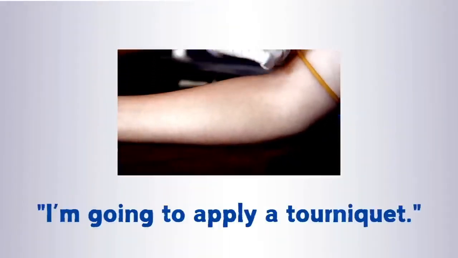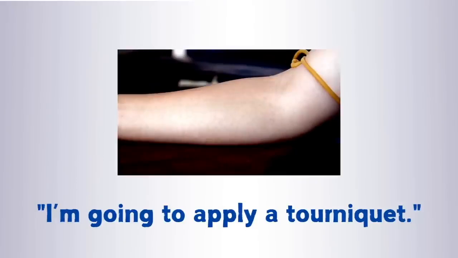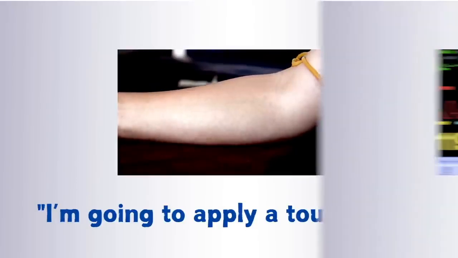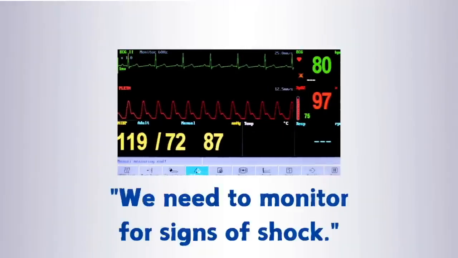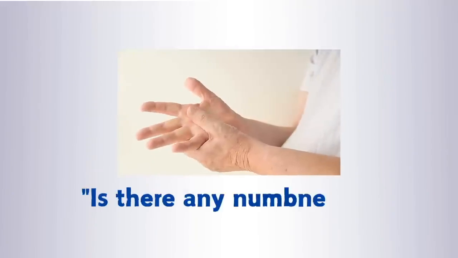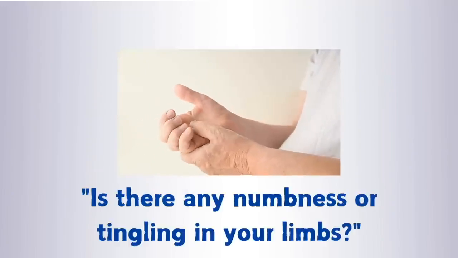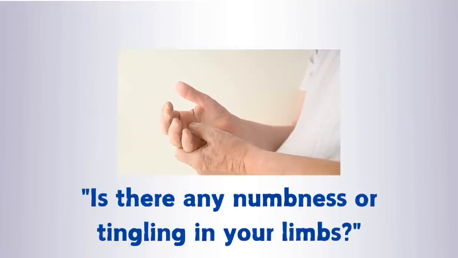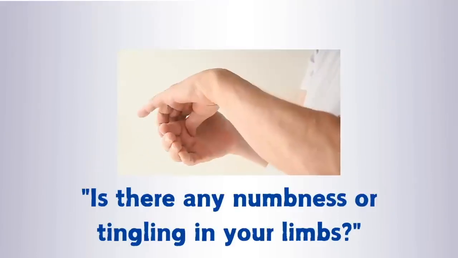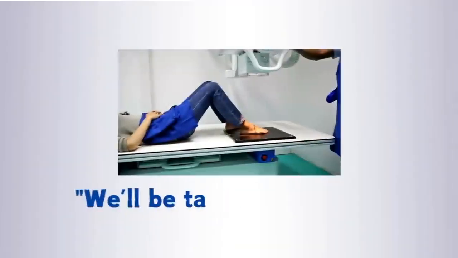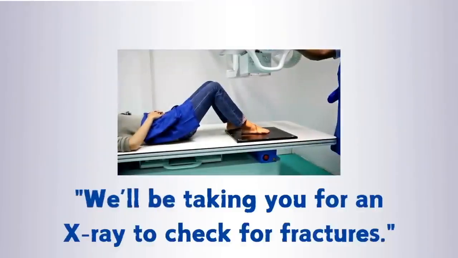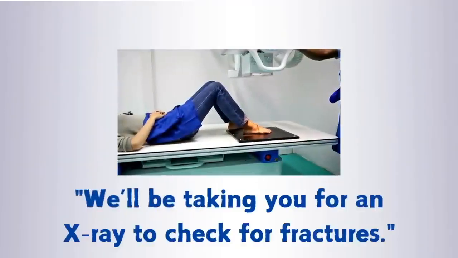I'm going to apply a tourniquet. A tourniquet can be used in cases of severe bleeding. We need to monitor for signs of shock. Is there any numbness or tingling in your limbs? This question to a patient can help identify nerve damage. We'll be taking you for an X-ray to check for fractures.